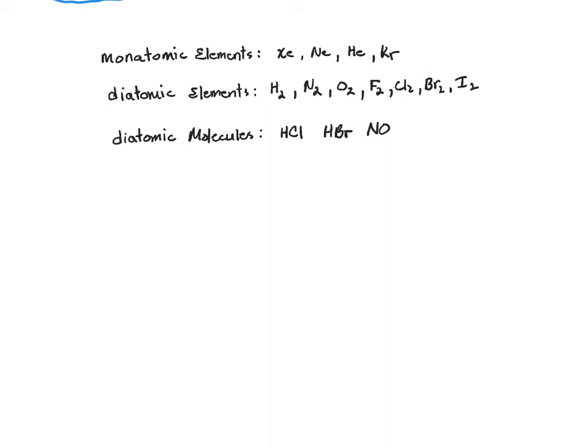And then by far the majority of compounds out there are polyatomic molecules, meaning many atoms, so anything more than two. These are going to be things like H2O. Notice there's two elements, but there's three atoms. Or NH3, or something like glucose, which would be C6H12O6. So those are examples of monatomic, diatomic, and polyatomic.